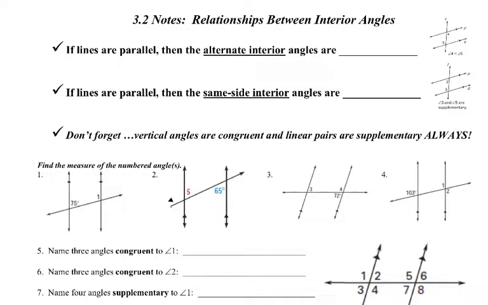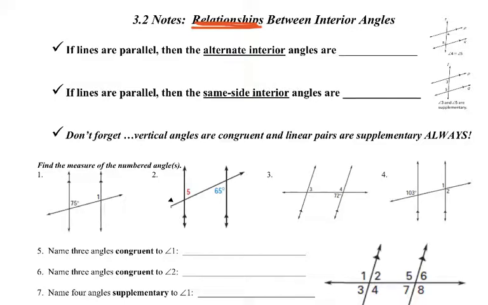Okay, so now we know the actual names of our angles, right? And now we're going to really focus in on the relationships between those angles. So we're going to use words like congruent, which of course means equal, right? And supplementary, which means, right, add to 180. So there's different rules for different angles.